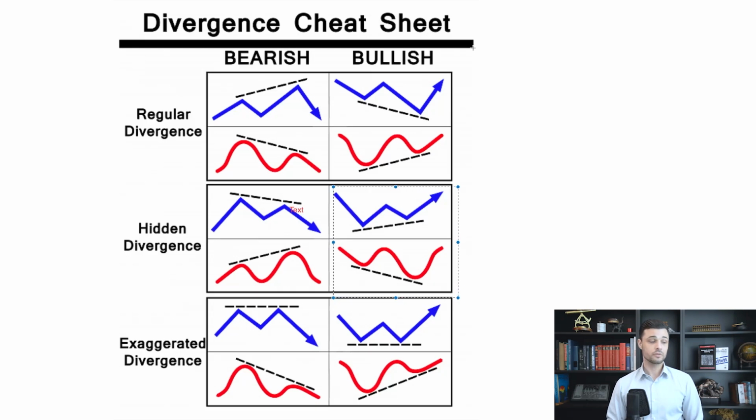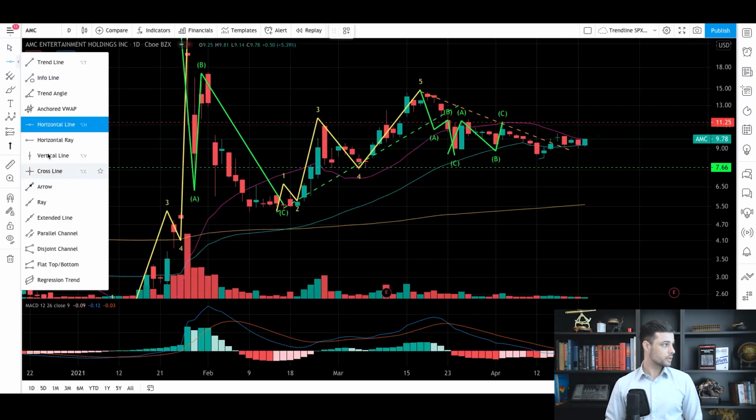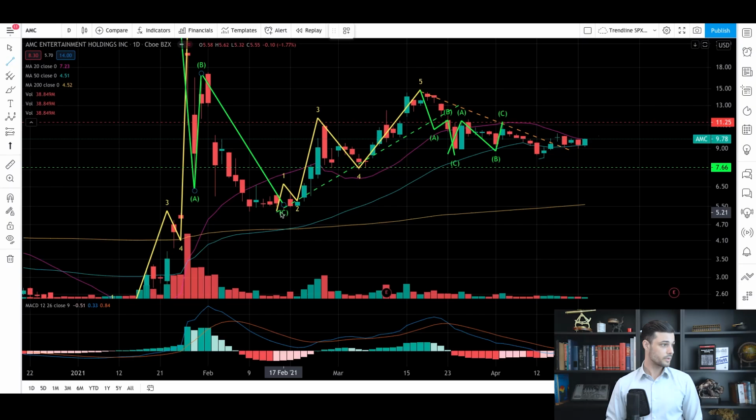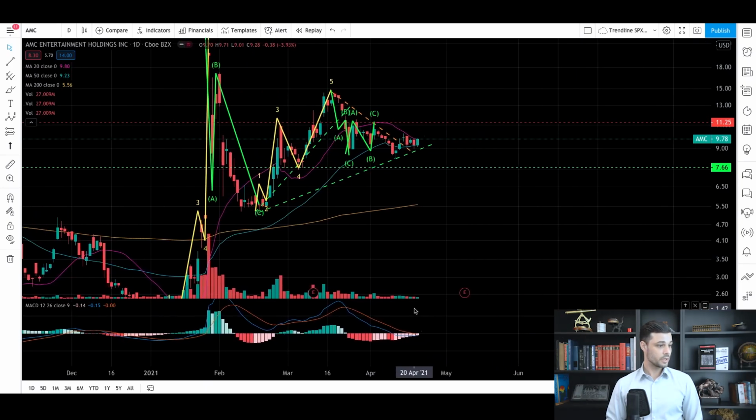Let's go back to the chart right now. Let me show you very quickly the hidden divergence that I showed you guys already. On the daily time frame, the market is making higher lows from here to here. What is the MACD doing? The MACD is going lower from here to here, from 0.2 to minus 0.2. So this is a hidden divergence.